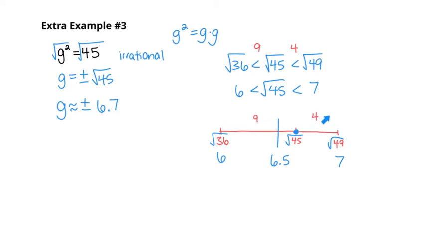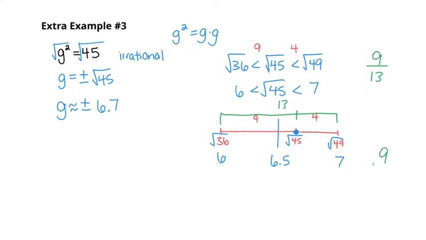So we know that the full length from 36 to 49, that full distance is 13 units. Well, where does square root of 45 lie on that? It lies 9 out of those 13 units away. So think of it as steps. Steps from 36 to 49, there's 13 steps, and 45 lies on the 9th step. So 9 out of 13. So that's going to help us get a really good estimate if we look at it's 9/13 of the way from 6 to 7. So we got to figure out what that is as a decimal.